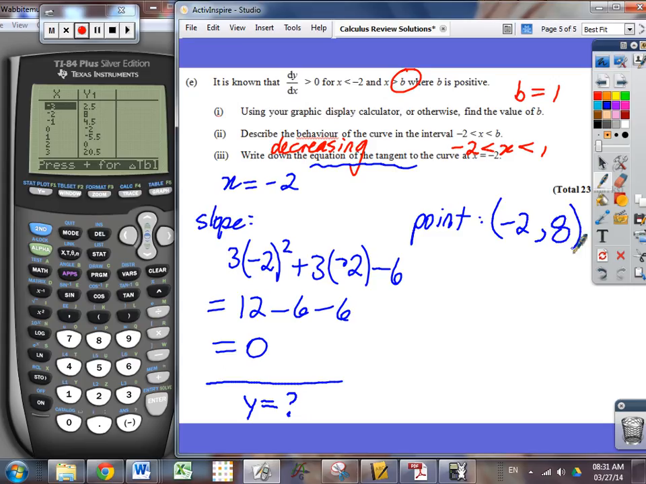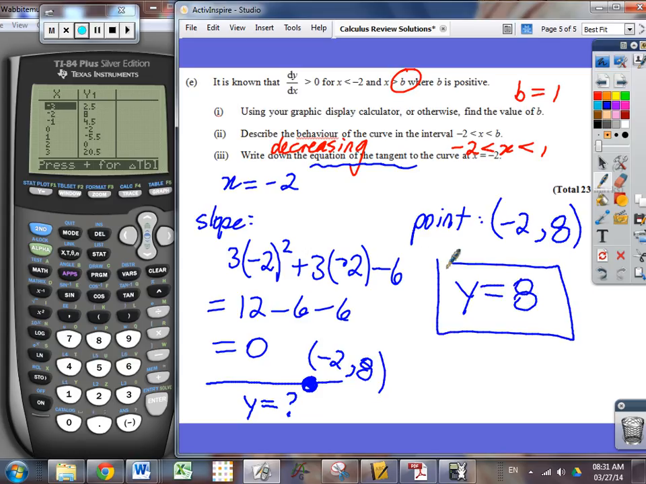So I've got this horizontal line that is going through this point, negative 2, 8. What is the y value equal to? Obviously it's 8 for every point along the line. And because it's a horizontal line, that is the form of the equation of the tangent at that maximum point, x equals negative 2.